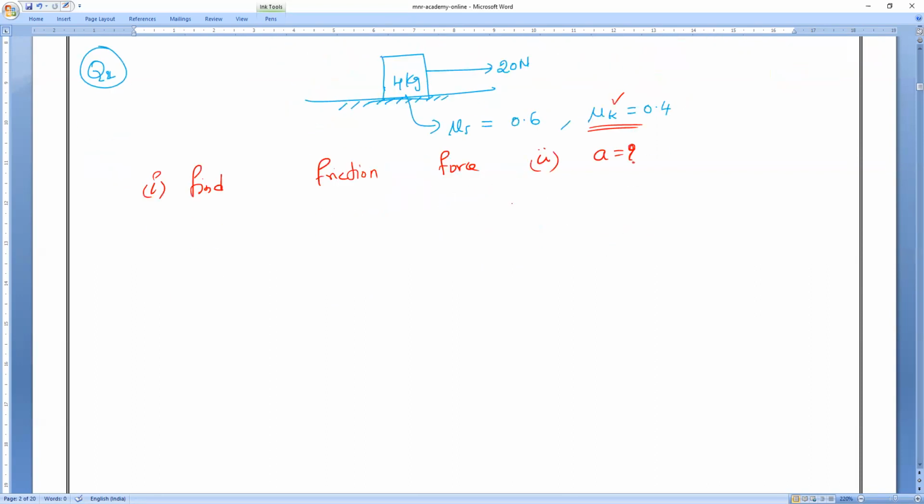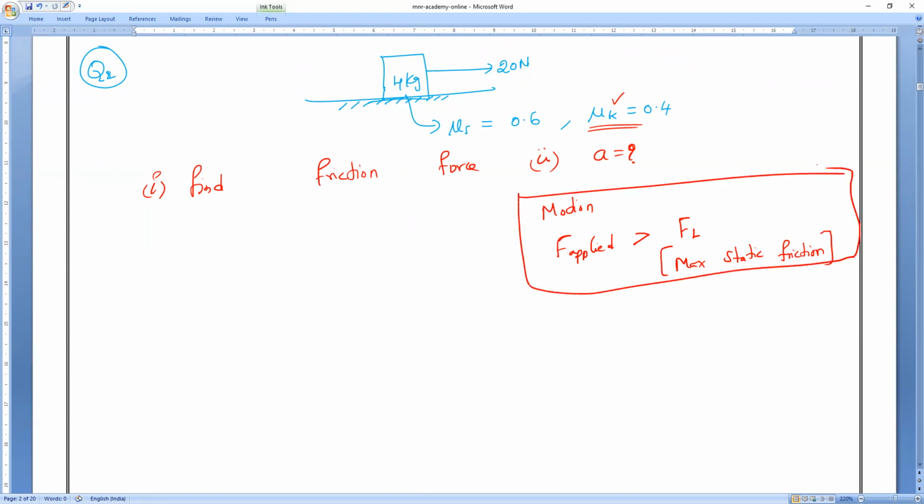Make it quick. Always you should write a statement. What is that? When can we say the body is in motion? If applied force is greater than F limiting. That is what? Maximum static friction. F limiting is only called maximum static friction. Clear? So that is a very important point. You should write it. So find F limiting fast, everyone.